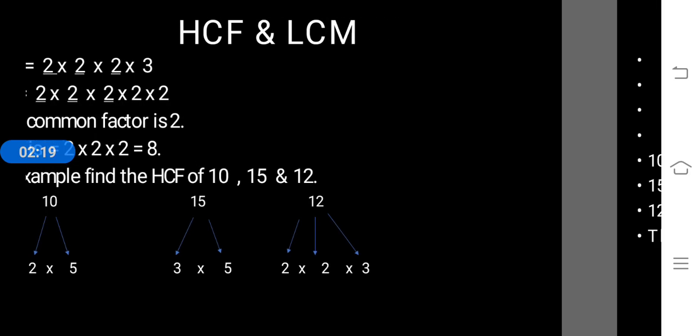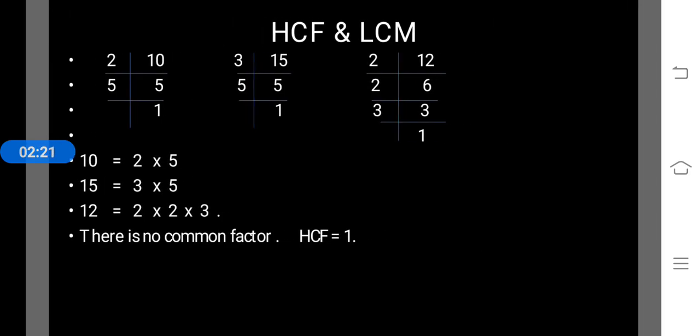Now comparing the given numbers, that is 10, 15 and 12, there is no common factor between these numbers. So we consider 1 as the common divisor. Therefore HCF is 1.